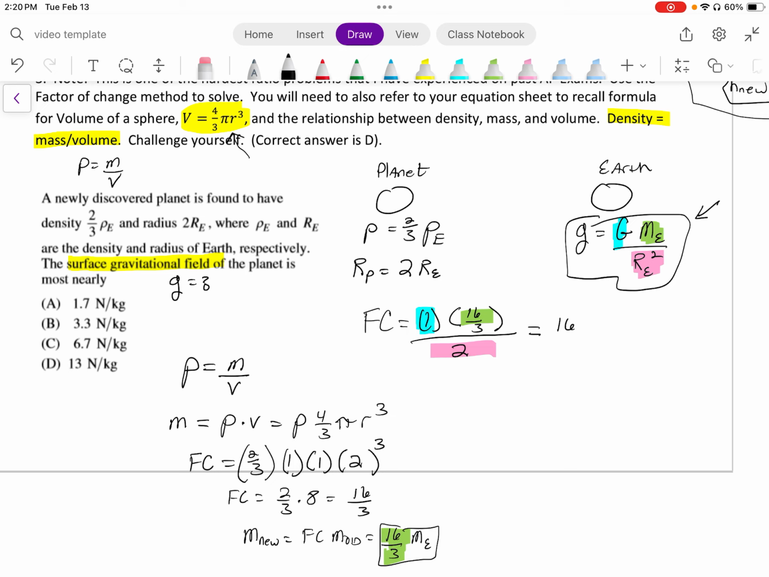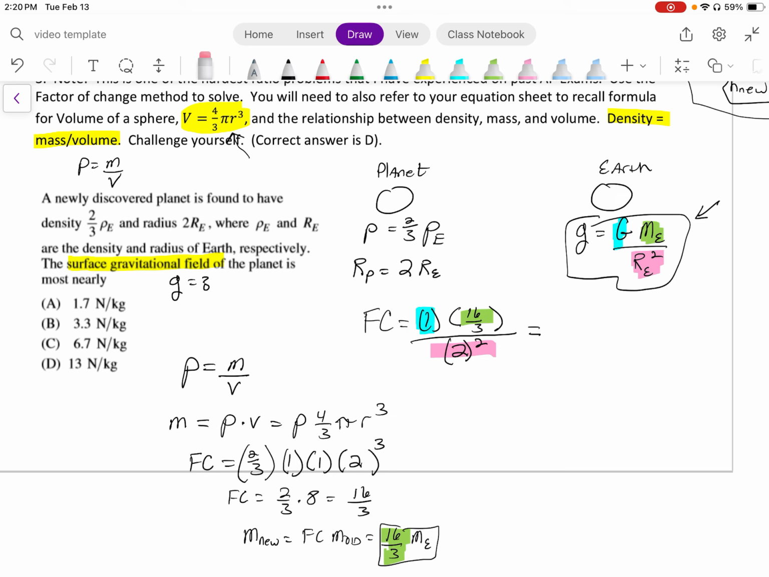So that's 16/3, uh-oh, did I do something wrong? What's my problem? That's 6. I'm feeling like I did something wrong here. Hold on. I know what I did wrong. I forgot to square that. Let's do it again.